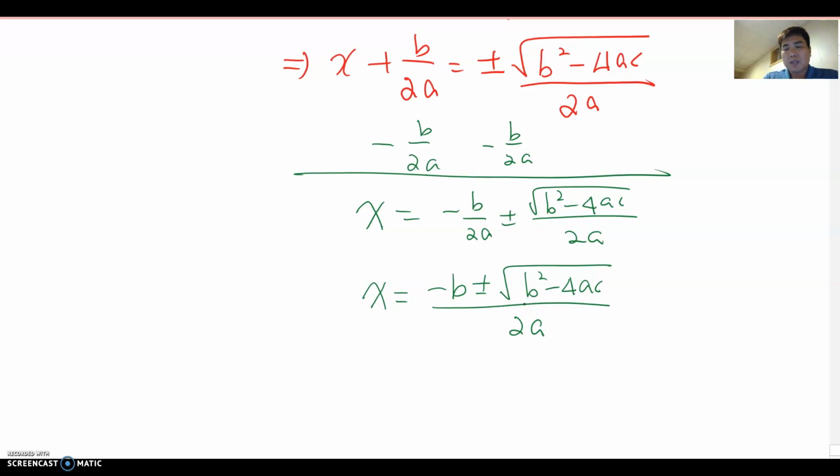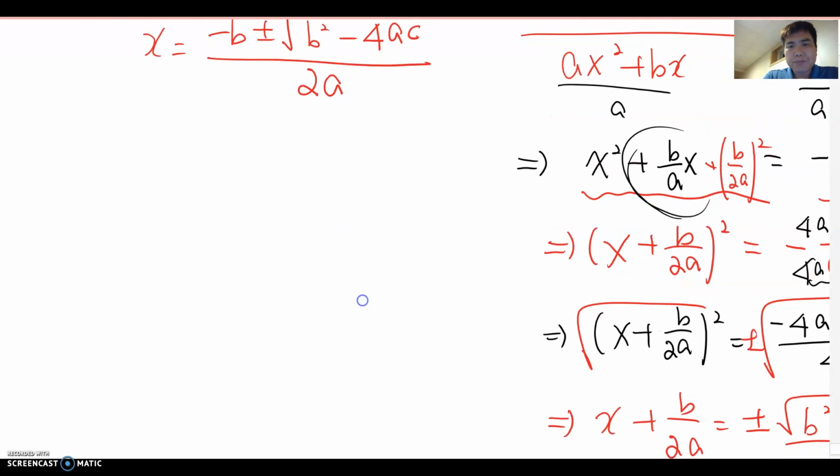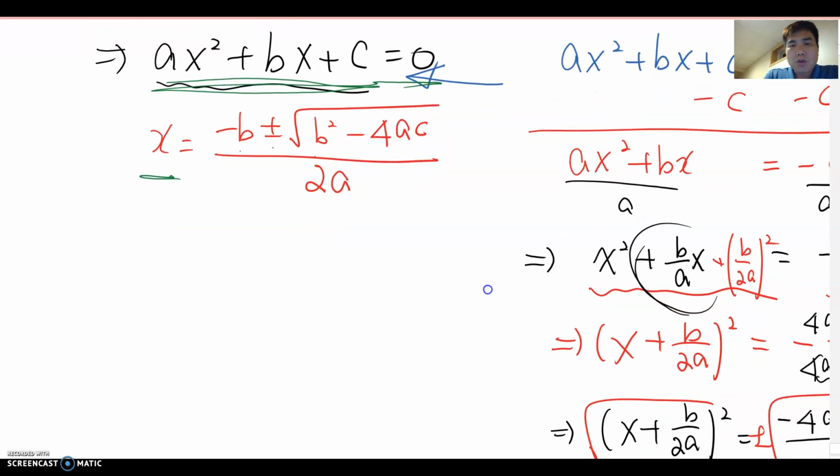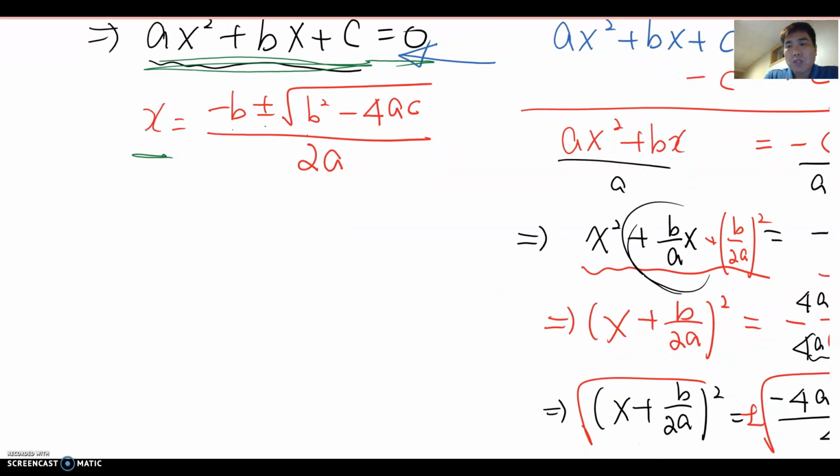As you see from this result, the quadratic formula comes from the completing the square method. And then later the mathematicians simplified it: whenever the equation form is ax squared plus bx plus c equal to 0, then we can define x equal to negative b plus and minus square root of b squared minus 4ac over 2a. Okay? Then let's solve some quadratic equations using this formula.